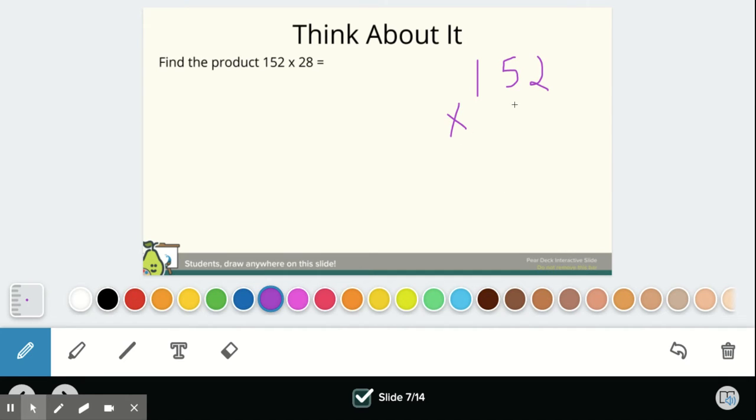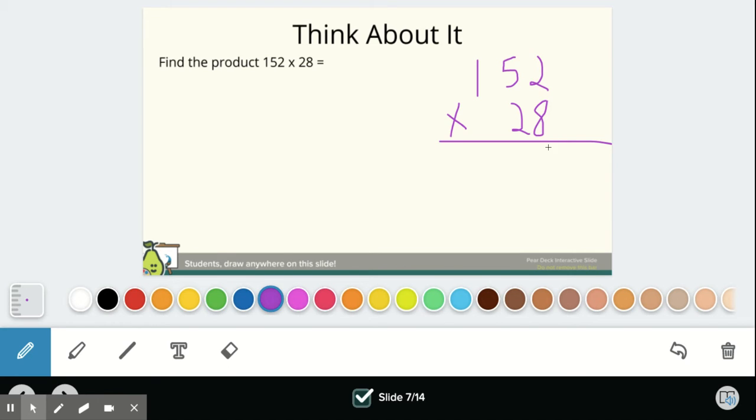152 multiplied by 28. And you could definitely put a zero here if you want, but you don't need to if you don't prefer to do that. All right, here we go. So I definitely should have spaced this 2 and this 8 out a little bit more, but we'll work with it and I'll just make sure I'm being extra careful here.